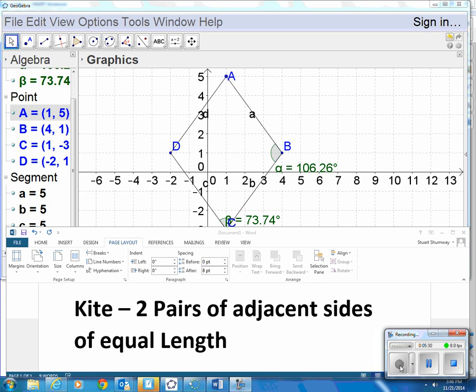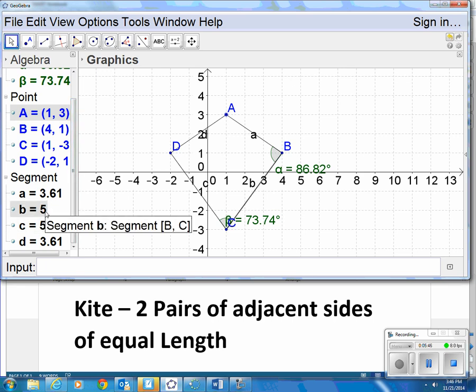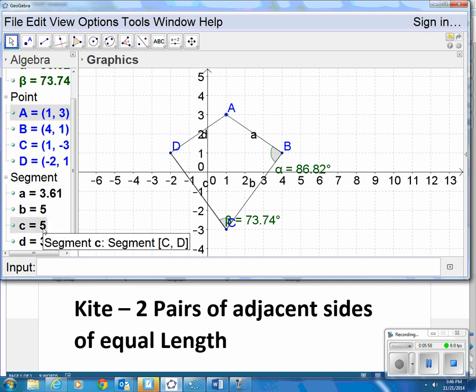Another quadrilateral that's specific is a kite. Like if I take this rhombus and move one of the points so that we have two pairs of equal lengths of sides that are right next to each other, like A and D are right next to each other. They have lengths of 3.61. B and C are next to each other, and they have lengths of 5. So they call that a kite. It looks like a kite, at least one type of kite.